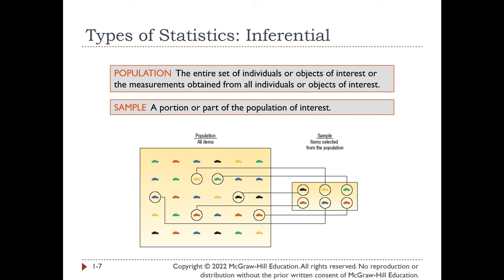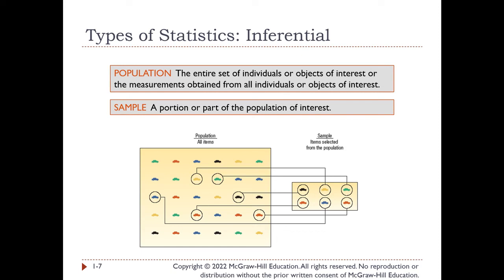So when we talk about population, this is the entire set of individuals or objects of interest, or the measurements obtained from all individuals or objects of interest. Wow. They could not make that definition any more wordy. So basically, all it is is our main set. Every possibility that we could have.